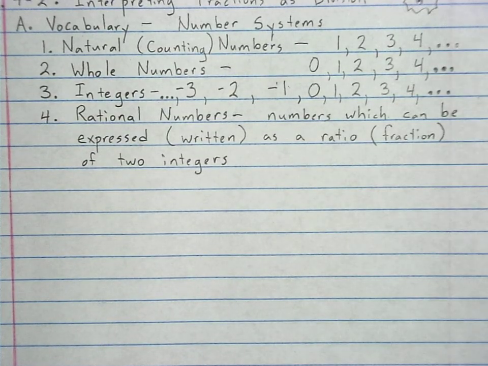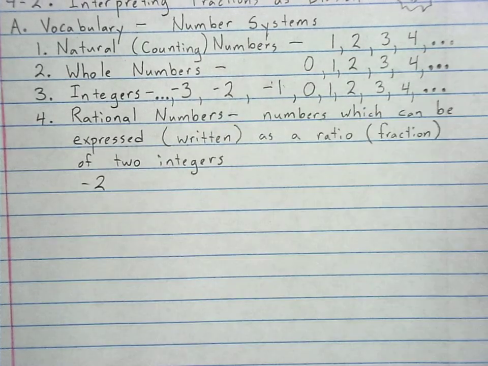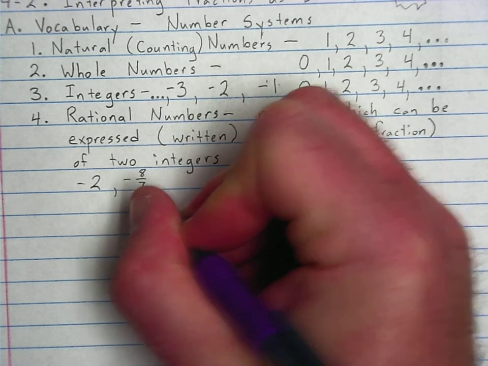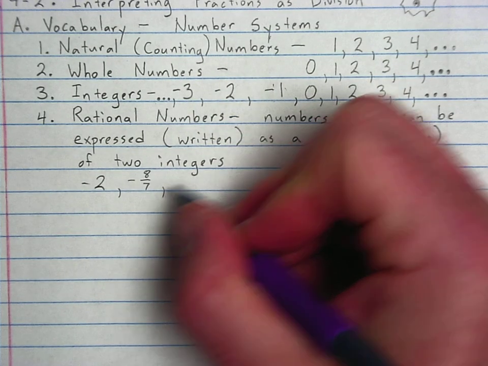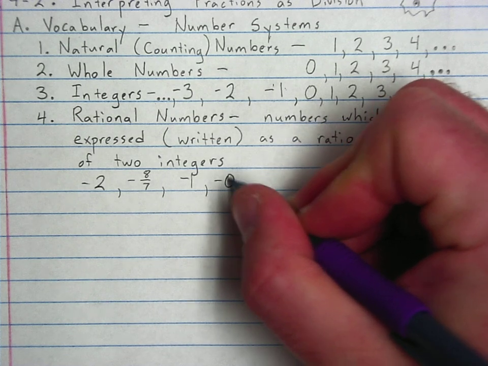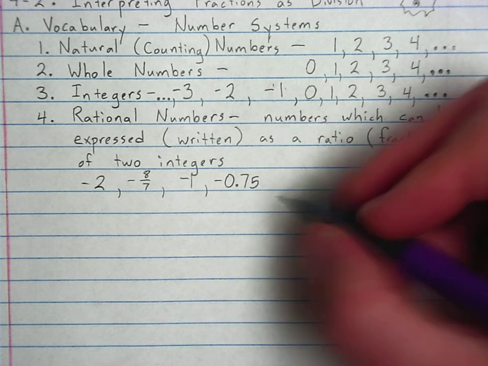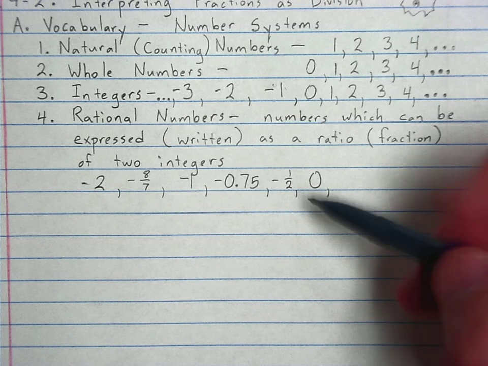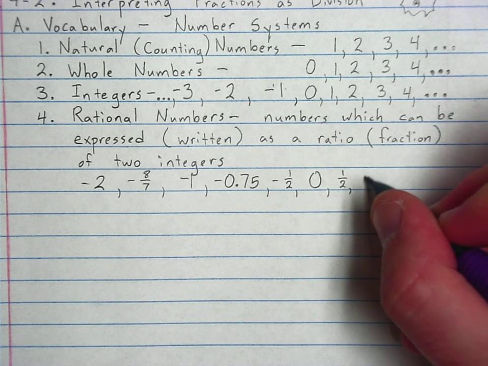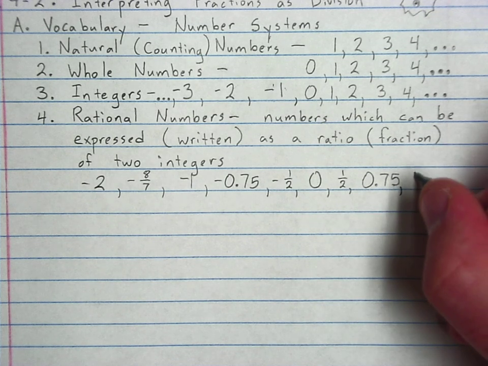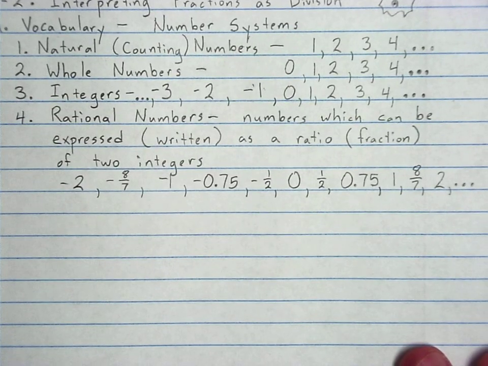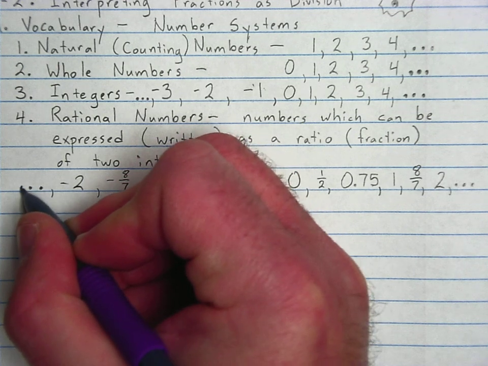Now, this is going to include all of the integers, all of the whole numbers, all the natural numbers, everything else. It includes -2 because I can write that as -2/1. It also includes -8/7. That looks weird. It includes -1. It includes -75/100. It includes -1/2. It includes 0. It includes all the positive versions of those numbers: 1/2, 75/100, 1, 8/7, 2, etc., and again, the etc. also goes out that way.